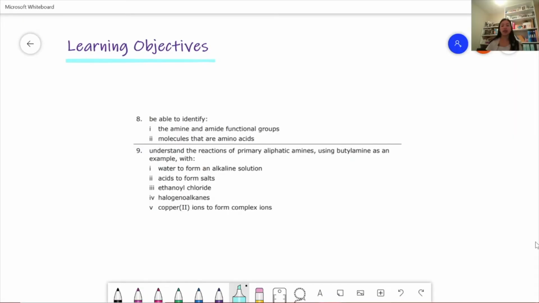Today's learning objectives are to firstly be able to identify the amine and amide functional groups in molecules that are amino acids. We're then going to understand the reactions of primary aliphatic amines, using butylamine as an example, with water to form an alkaline solution, acids to form salts, ethanoyl chloride, haloalkanes, and copper-2 ions to form complex ions.